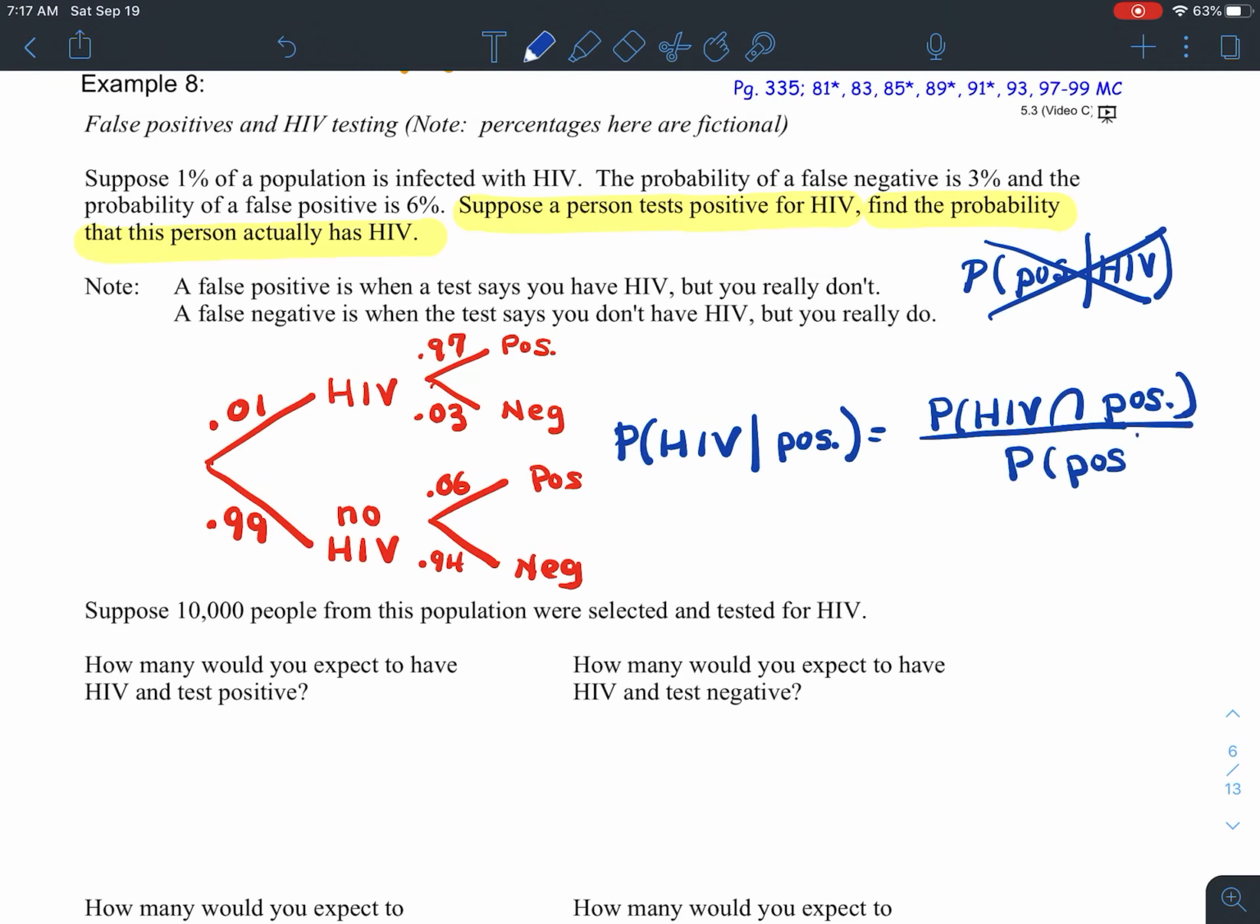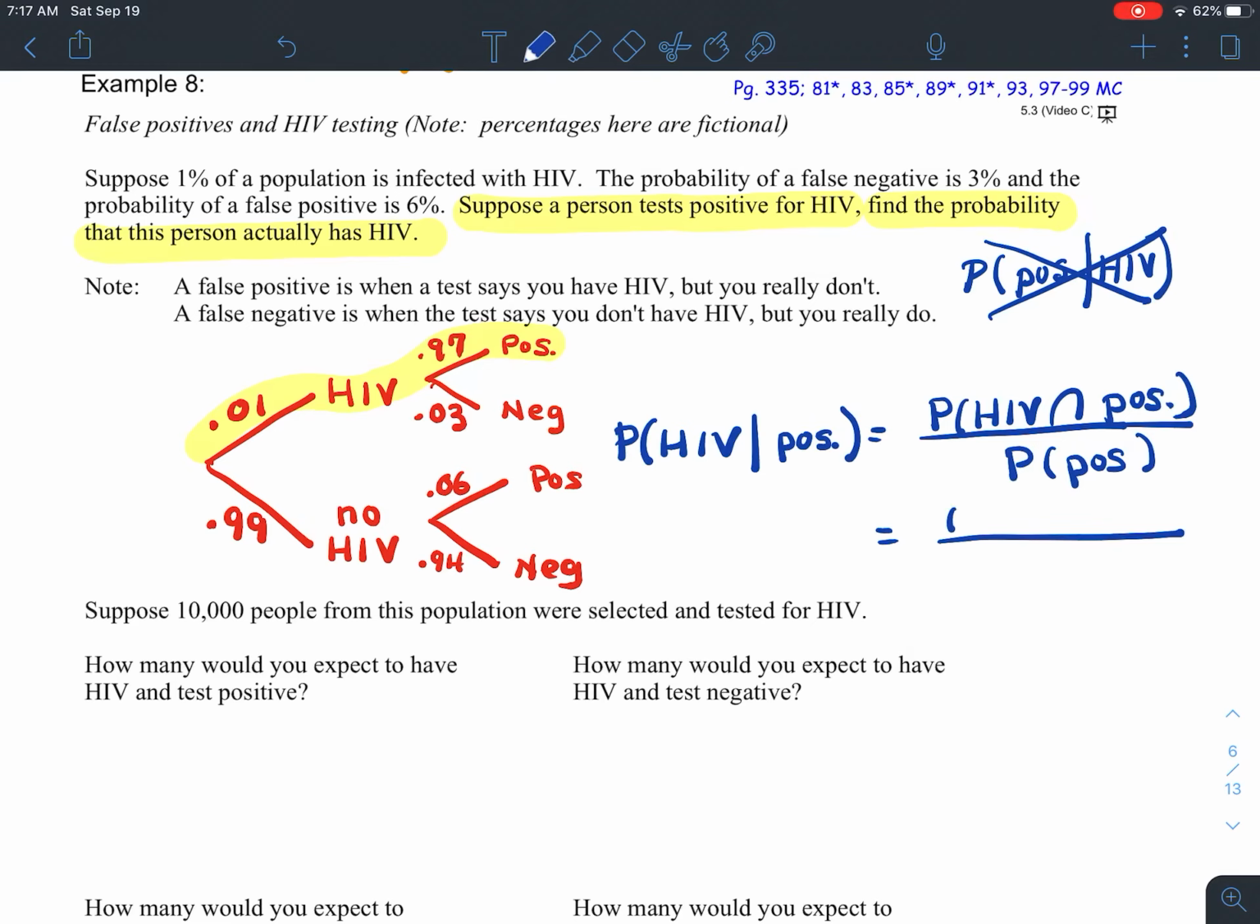We are forced to set up the conditional probability formula, which is provided on the formula sheet. If you recall, it's the intersection of the two events in the numerator, and then the denominator is just the probability of the given. Now, these components of the formula, I should be able to pull from the tree diagram. So let's see if we can do that.